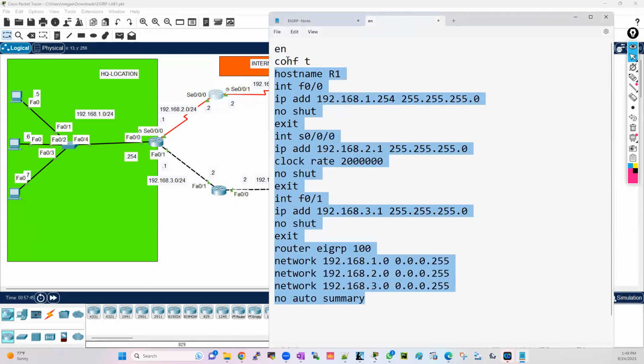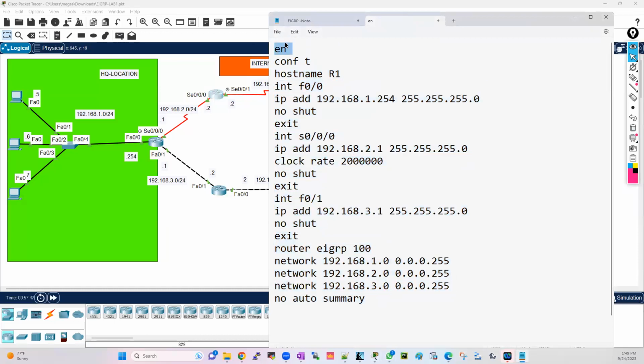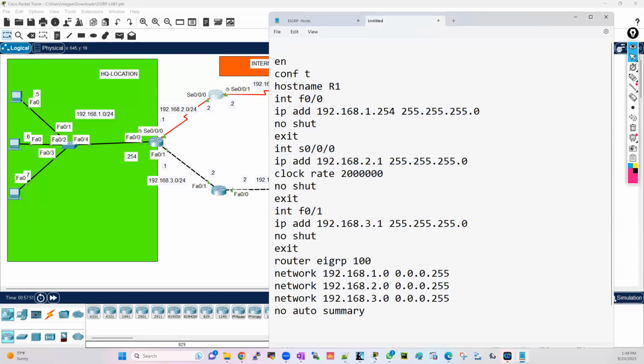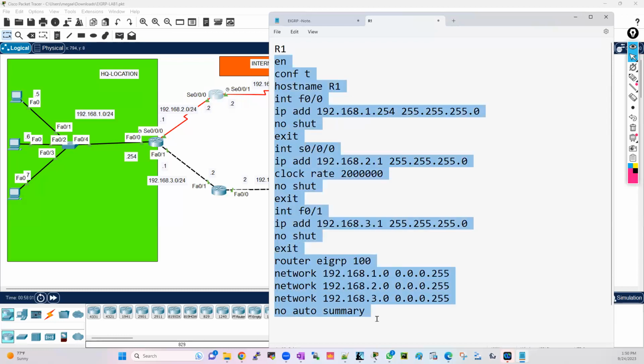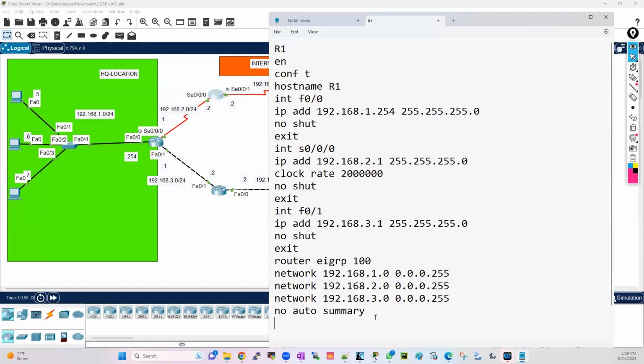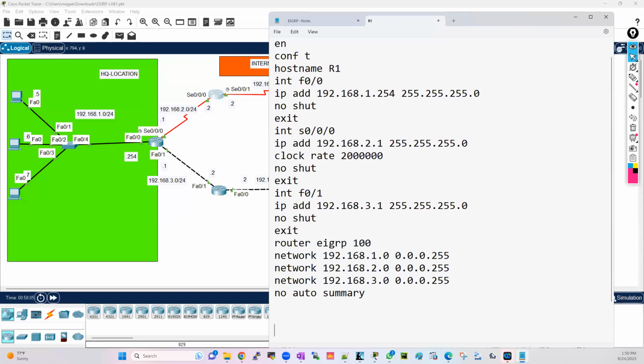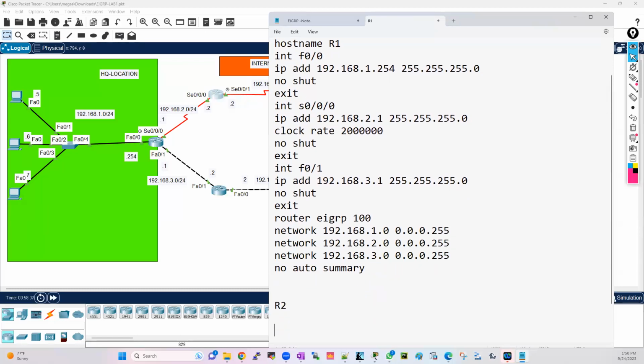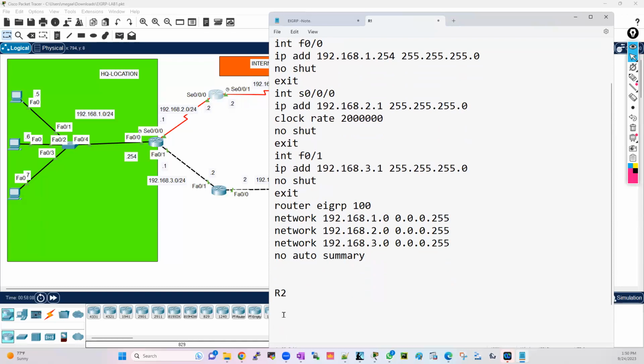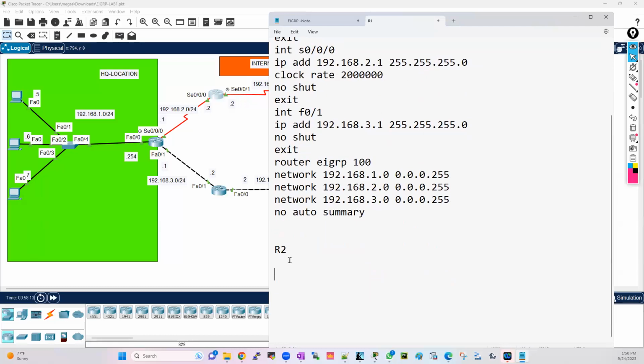So what I'll do is this. I'll do enter. This is Router 1. What I'll do now, I will just copy this, and I will go down. I say router 2. To avoid confusion, let's do this bit by bit again.